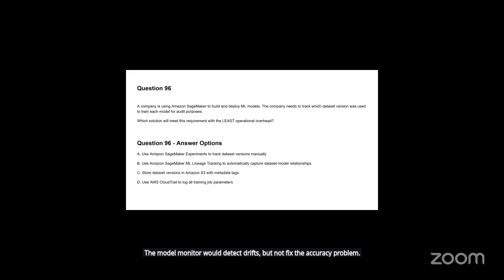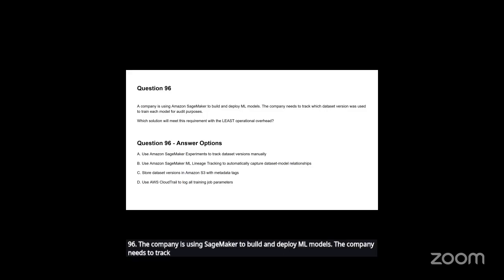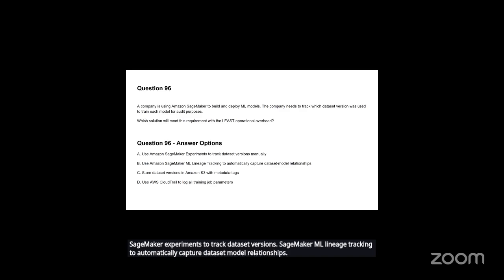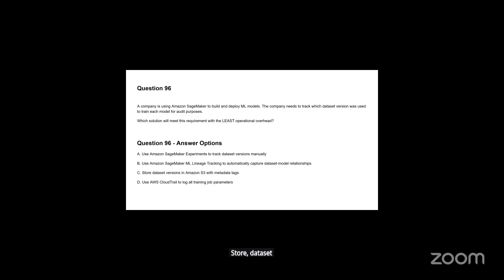96. The company is using SageMaker to build and deploy ML models. The company needs to track which data set version was used to train each model for audit purposes. Which solution would meet this requirement with least operational overhead? SageMaker Experiments to track dataset versions. SageMaker ML lineage tracking to automatically capture dataset model relationships. Store dataset versions in S3 with metadata tags. Use CloudTrail to log all training job parameters.